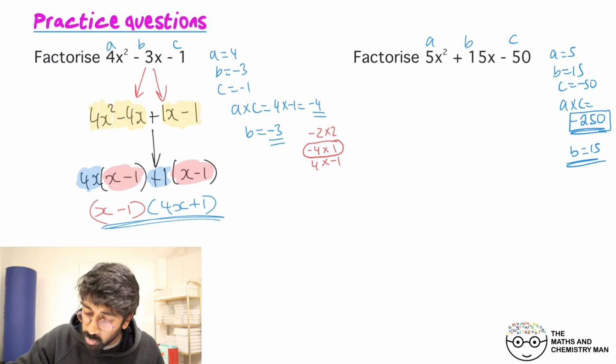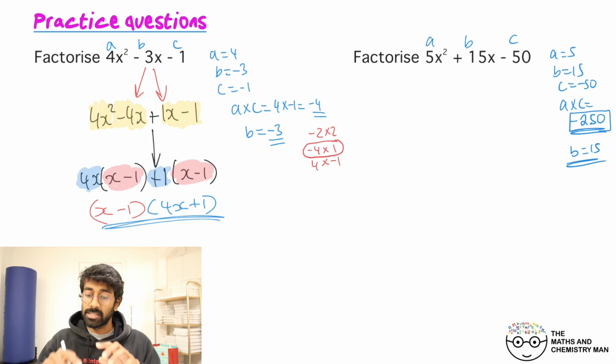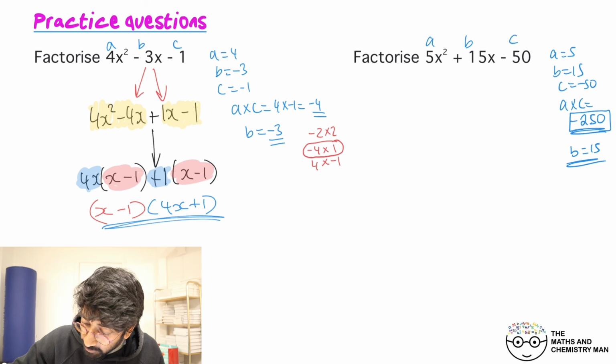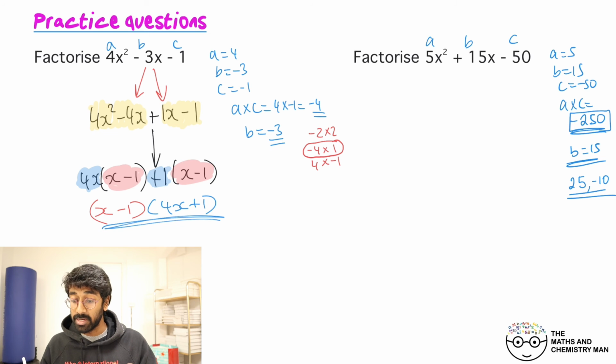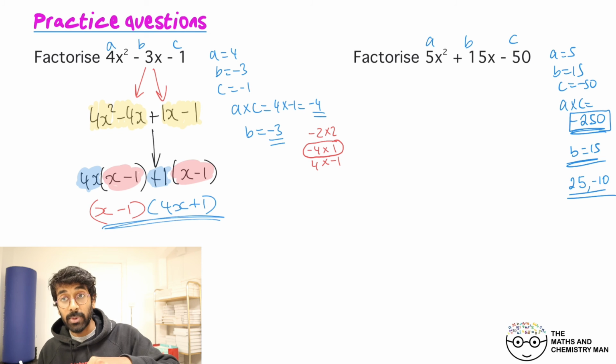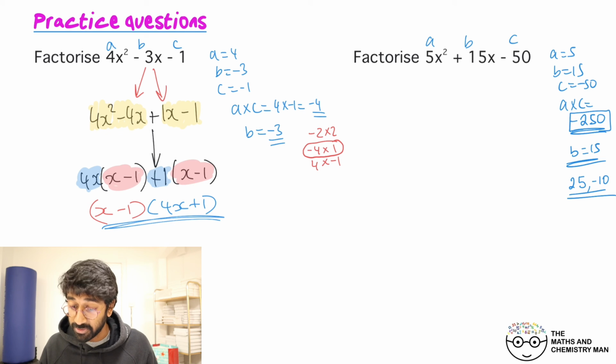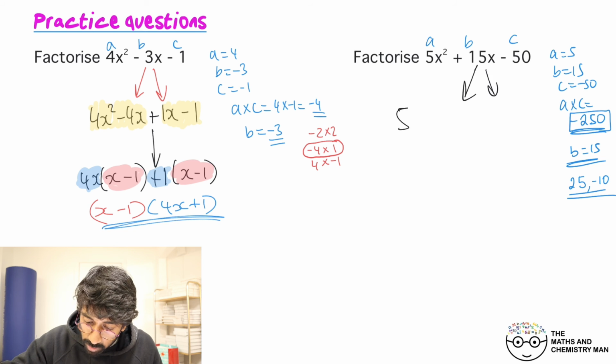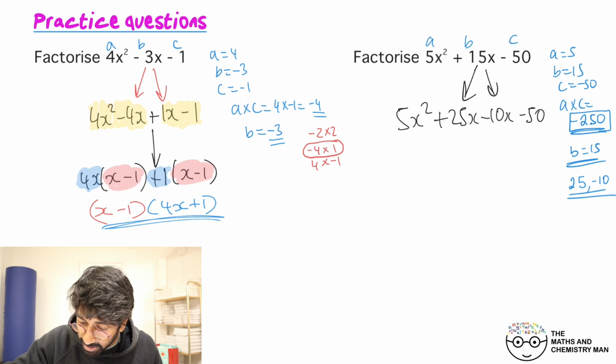So minus 250 is quite a big number. You may have had to use a calculator, try and do some division in there. And I'm hoping what you did is come out with the pair, which is 25 and minus 10. So that's the ones we're going to need, because 25 times minus 10 gives me minus 250, and 25 take away 10 gives me 15. So that works perfectly. Now let's split this up then. So we've got 5x squared, and then plus 25x minus 10x, and then minus 50.